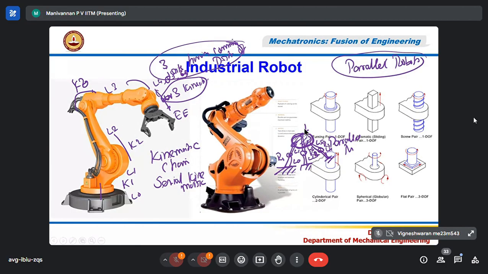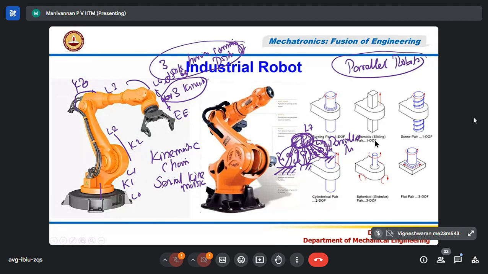Right? So if you are connected like this, you can see that the top part is nothing but L7. L7 is connected to three kinematic chains or kinematic pairs. So this is called a parallel robot.